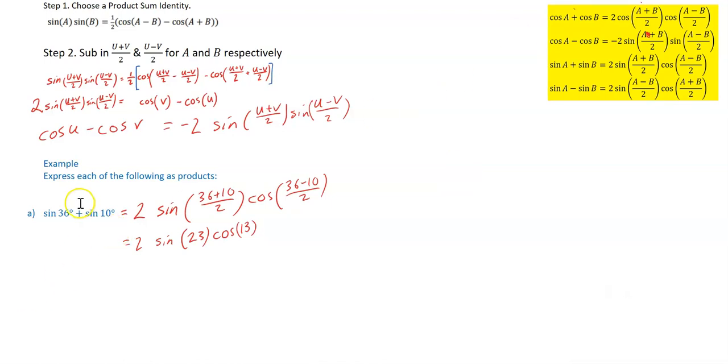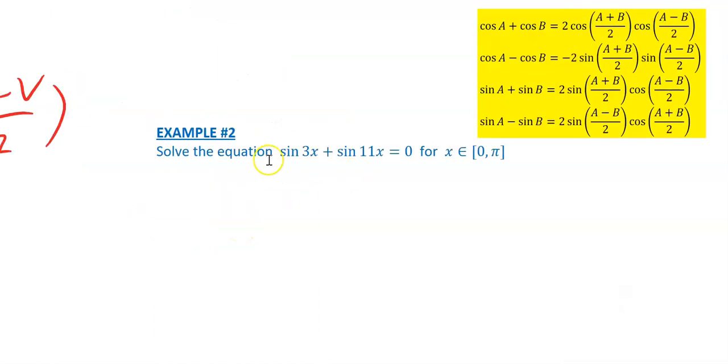Now, why would I want to write a sum of trig functions as a product of trig functions? Well, there's a great reason. Let's try to solve this equation. It's a trig function plus another trig function, and importantly, it's equal to 0. Now, this is a sum. If I were to write it as a product, I'm going to have two trig function products.